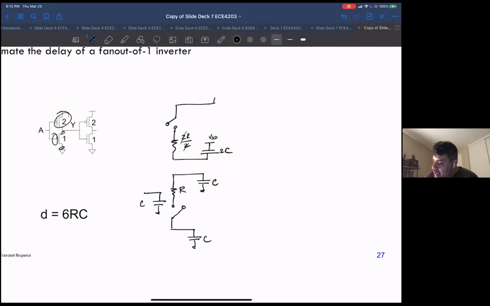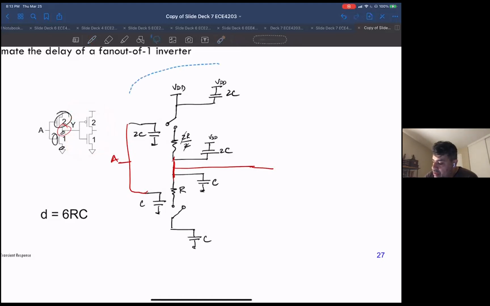Then I have the C source, 2C. The source capacitance is also twice as much. Then I have VDD here, and the gate is also 2C. The gates are connected, and note that the drains are connected too. So I connect the drains and it goes out. Now I've got the same thing sitting on the output, so I'm going to try to cut and paste this.